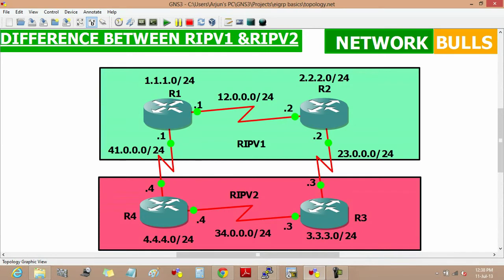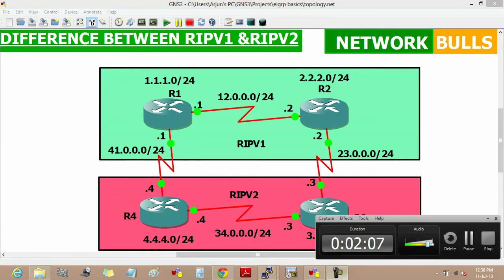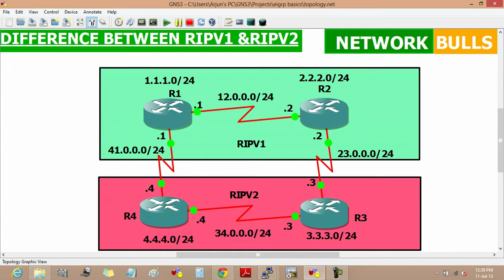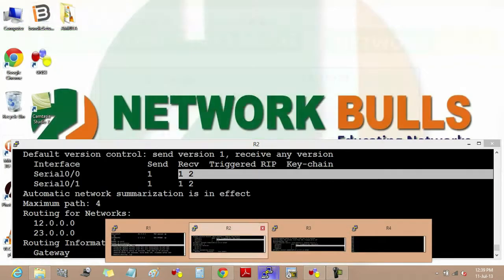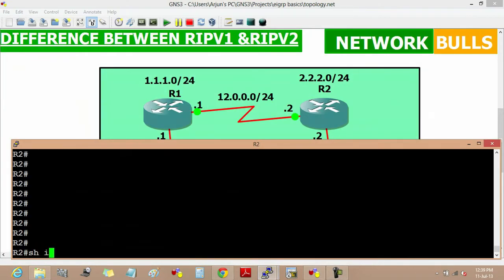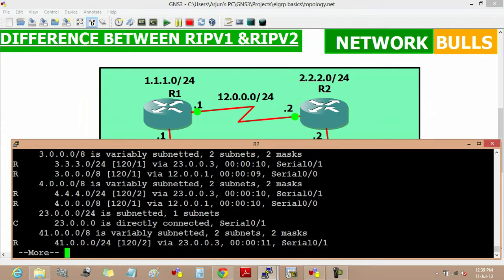Now coming to the next difference, RIP version 1 supports only classful routing, that is it doesn't support VLSM, that is variable length subnet mask, and we can verify it on router 1 and router 2 by using the command show IP route to see the routing table of router 2, and in this routing table we can see that all classless networks are learned with prefix /8. This is because version 1 doesn't support classless routing.